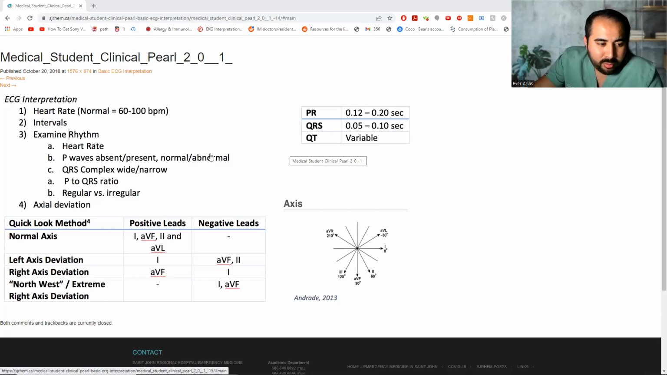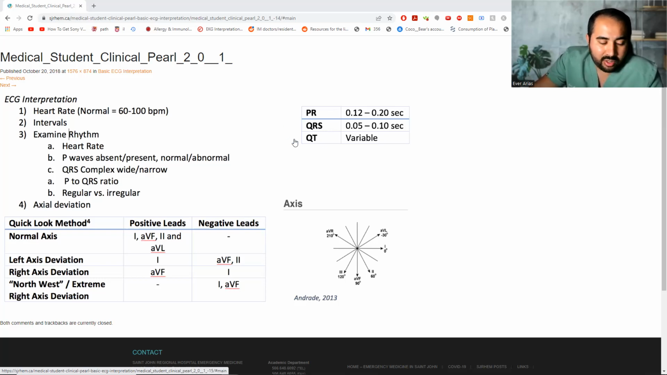Are they normal or abnormal, meaning do they have the same morphology? For instance, is one QRS small and the other one large, etc.? So you want to comment on that. QRS complex, wide or narrow, and the P to QRS ratio, meaning for every P is there a QRS, or is there a ratio that's not consistent? Is the rhythm itself regular or irregular? Is the pattern that you see irregular or not? And that gives you an idea what rhythm it could be too.